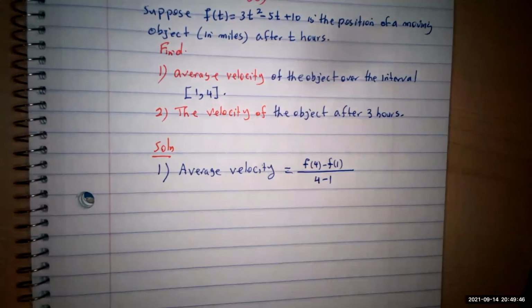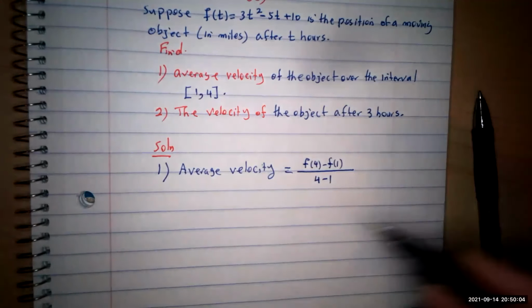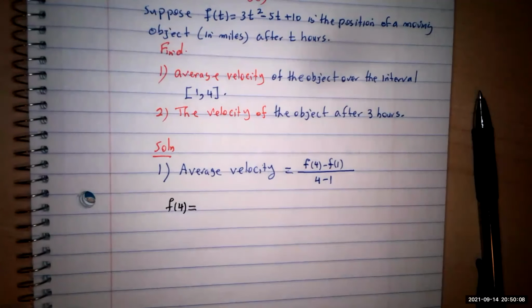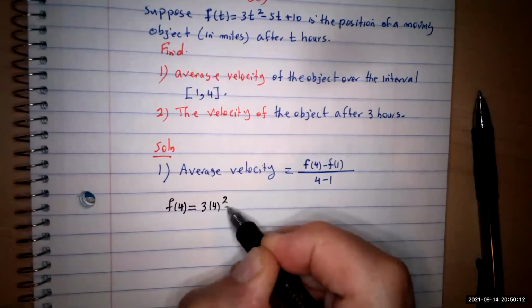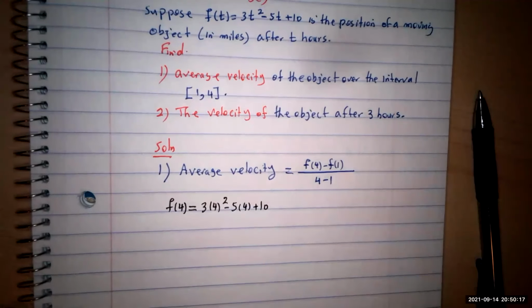So what you have to do is go back to the function. Find no derivative for this part, no derivative. We have to find f of 4 and f of 1, come back, substitute, and simplify, and that gives you the result. So we go to the function and plug in to get f of 4. f of 4 equals, substituting, 3 times 4 squared minus 5 times 4 plus 10.